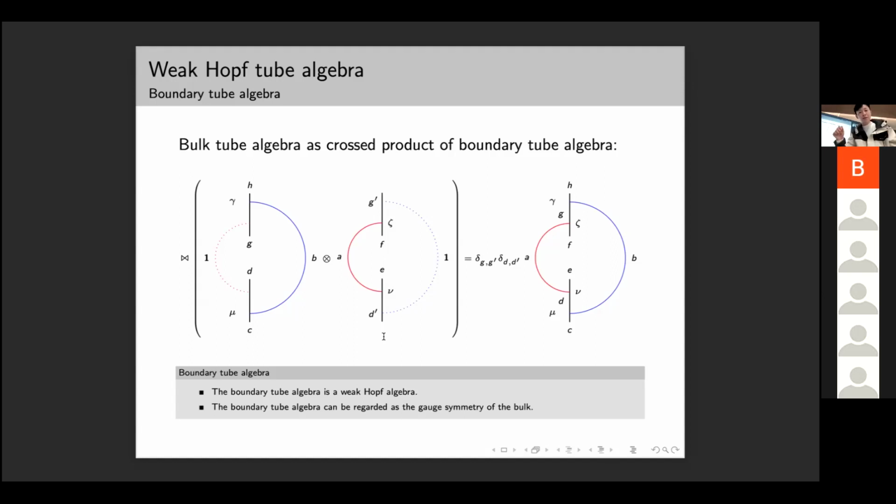Its representation category is just a fusion category or a multi-fusion category. And for the bulk phase, its tube algebra should be a quasi-triangular weak Hopf algebra. Using the boundary-bulk duality, we can regard the boundary tube algebra as the weak Hopf gauge symmetry for the bulk phase. And for the bulk tube algebra, we can regard it as a charge symmetry. So this is the basic idea.